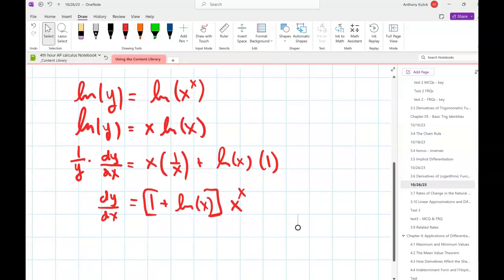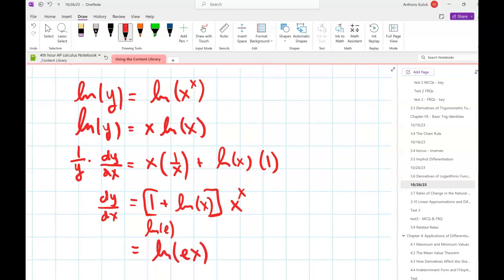They might have also written this as 1 is the same thing as the natural log of e. So potentially they could have written this as like the log of e to the, or e x times x to the x. I don't know. This would be okay for me. Ben, you got yourself a pass here.